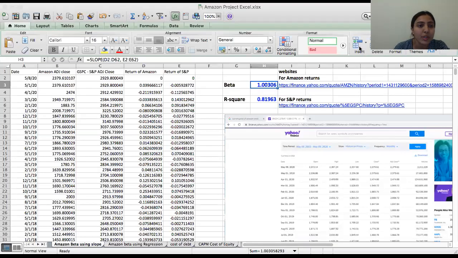Today I'm going to present Amazon company's cost of debt, cost of equity, and the cash flow estimations. Let's start with the Amazon company's beta.